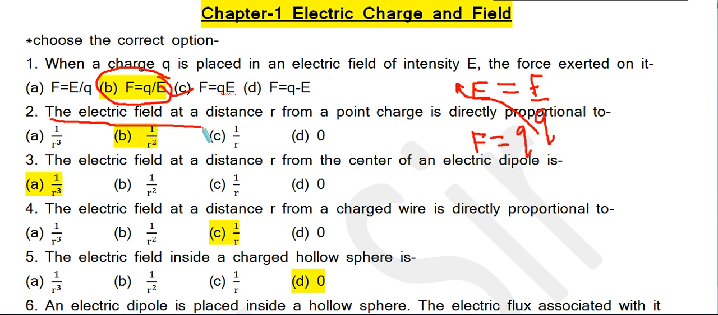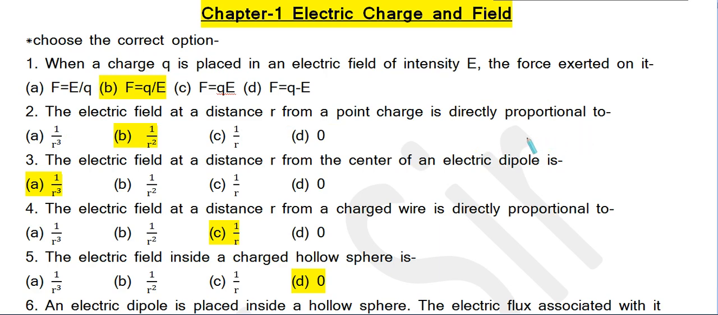Now the second question. The electric field at a distance r from a point charge is directly proportional to. So first let us see the formula of electric field due to a point charge. E equals 1 upon 4 pi epsilon naught Q upon r square. So here this option is correct, 1 upon r square, because this formula contains 1 upon r square.